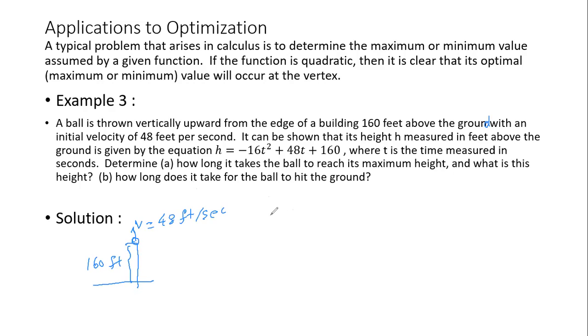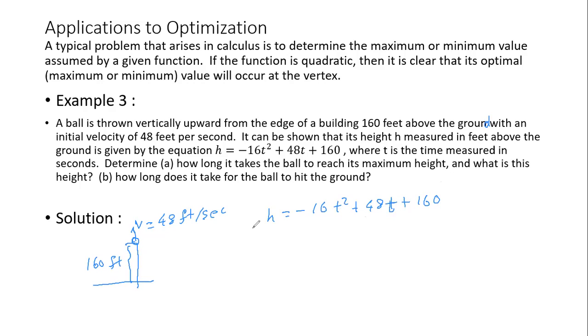Height above the ground is given by this equation, h equals negative 16t square plus 48t plus 160, where t is the time measured in seconds. Determine in part A how long it takes the ball to reach its maximum, and what is this height.